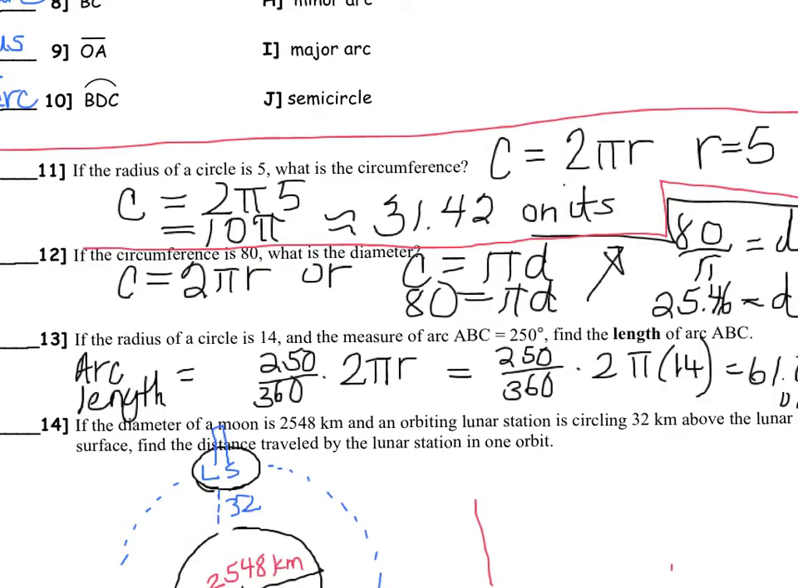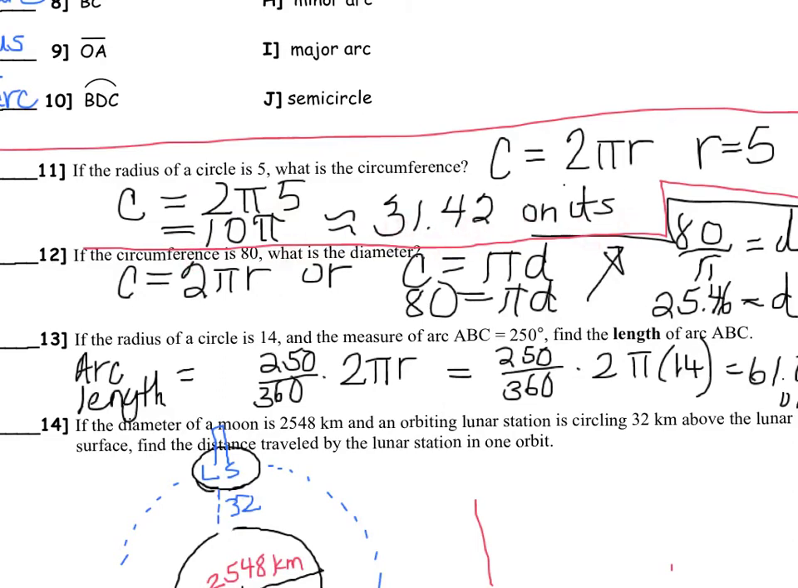All right, question number 11 says, if the radius is 5, what is the circumference? Well, circumference of a circle is 2 pi r. If r is 5, you're going to plug in 5 for r, and you will have 10 pi units. That's it. Or you could round it off to 31.42 units.